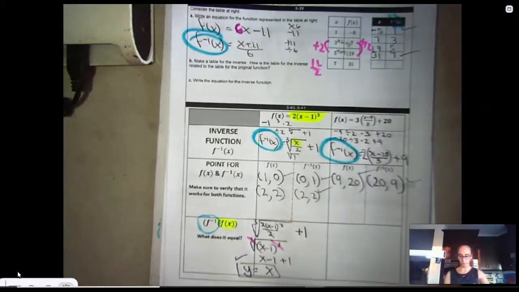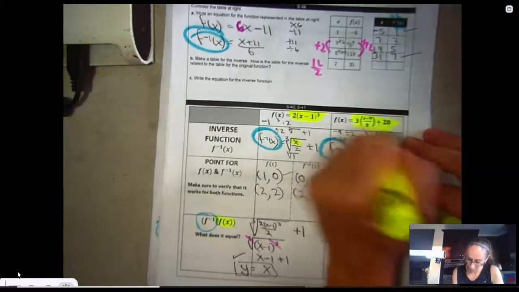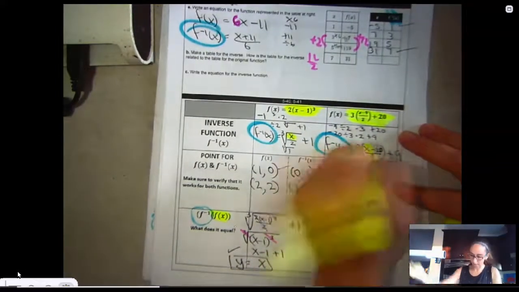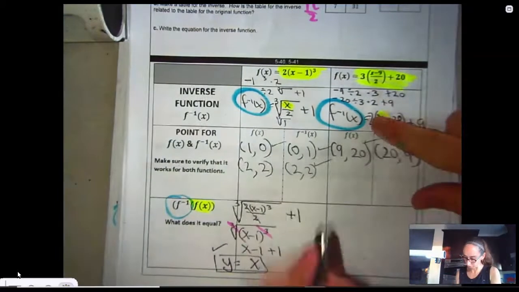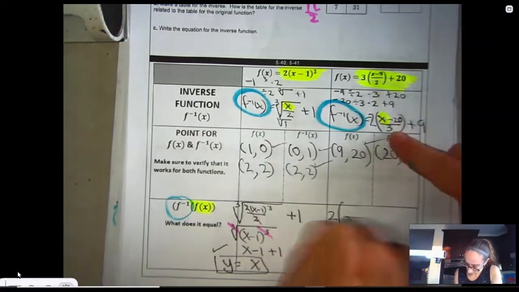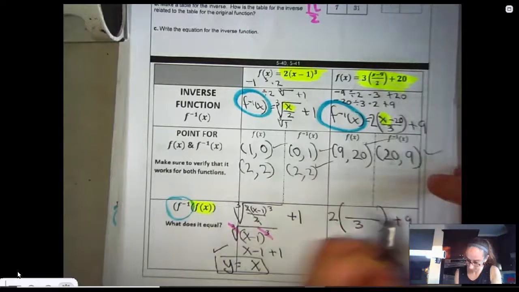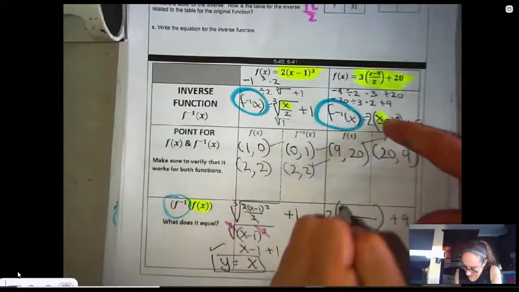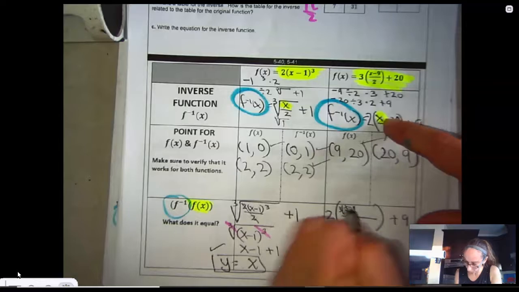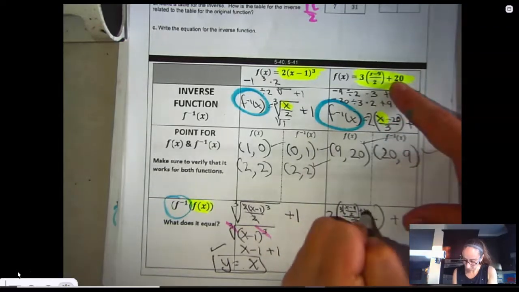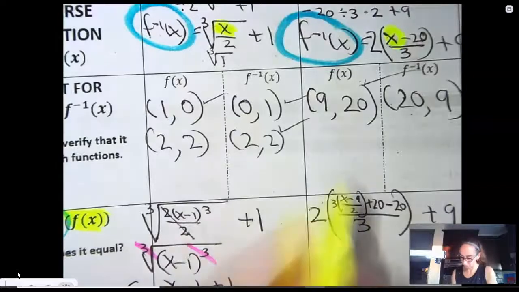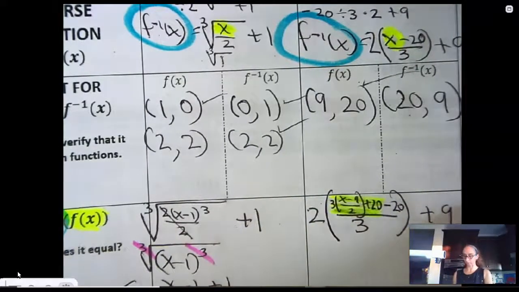So they want you to take this, and they want you to plug it right in there. So let me zoom a little bit. So I'm going to write the 2, parenthesis, over 3 plus 9. But instead of writing x, I'm going to go 3 times x minus 9 over 2 plus 20. And then I have to subtract 20. Okay, let me make that bigger now. So this was the f of x.